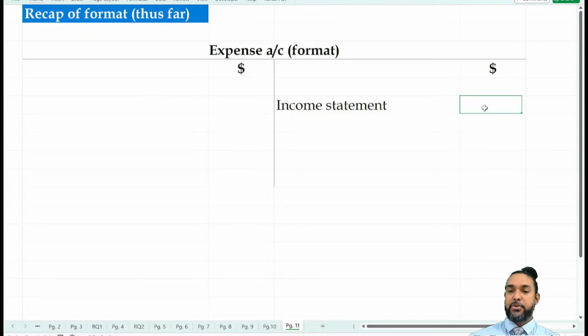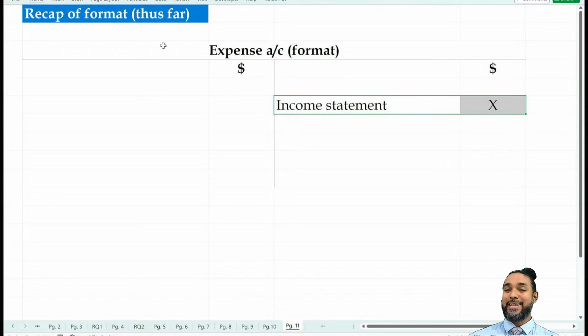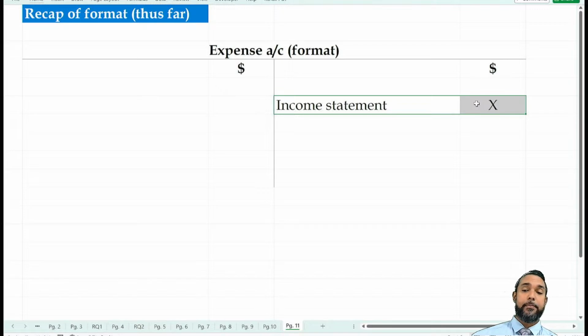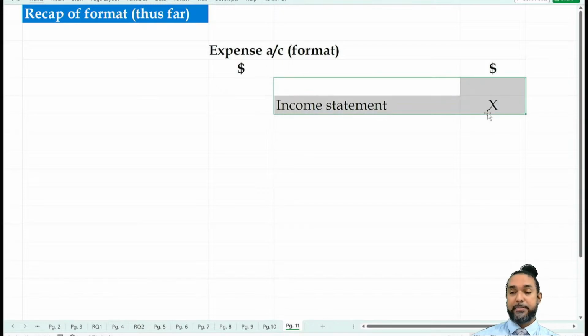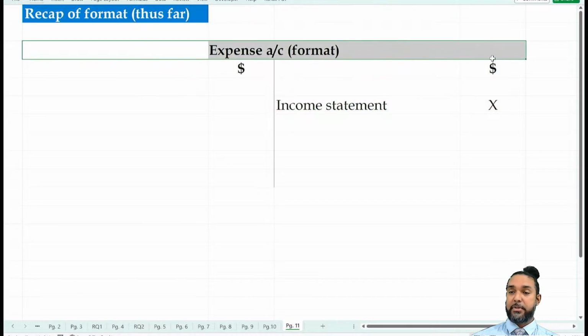And this is how we transfer any expense, right? We credit the expense account. Now you might be saying, well, look, you credited income statement. No. This is not a credit to income statement. This credit is in the expense account. And it says income statement in the details column, right? This is a credit that says income statement, which is not the same thing, right? Because it exists in whatever expense account this is.